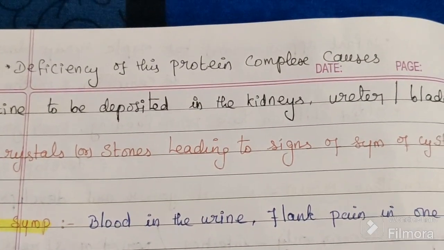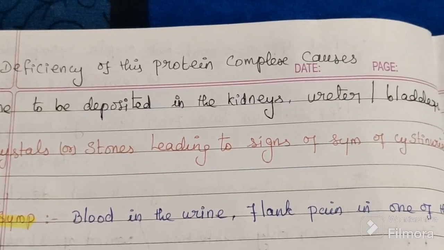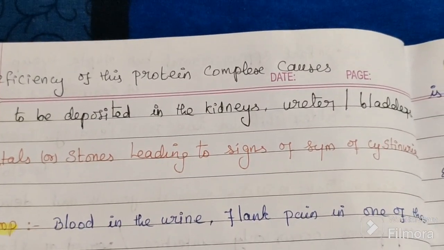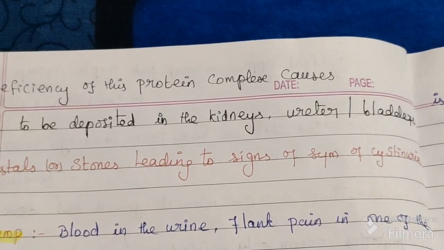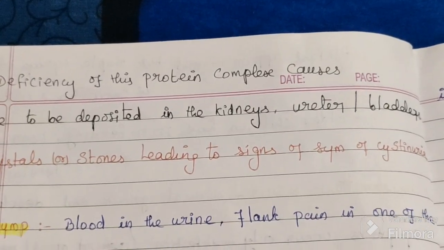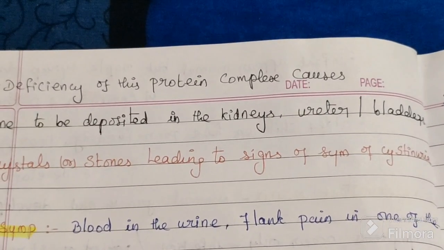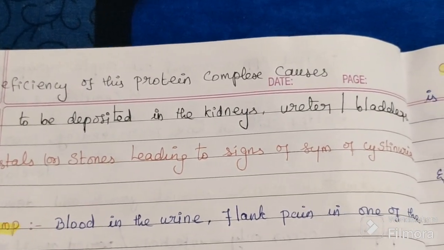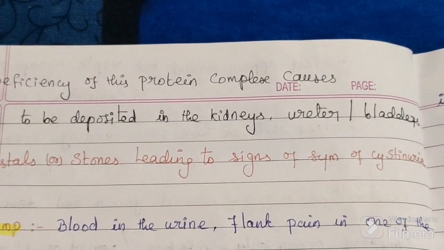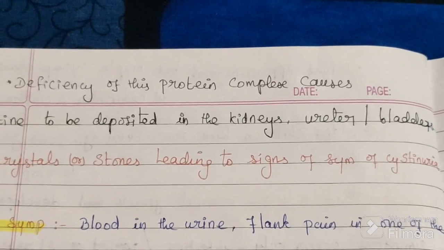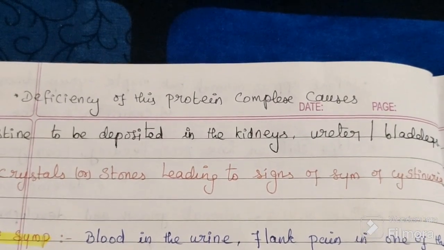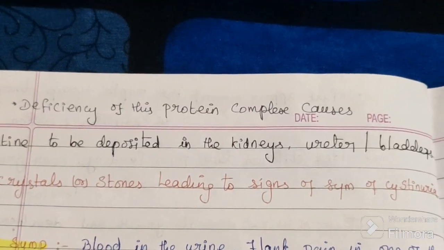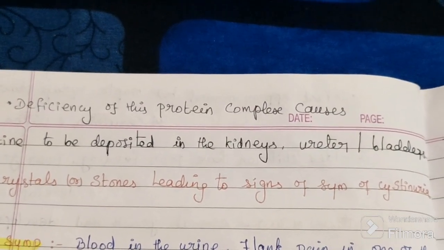The deficiency of this protein complex causes cystine to be deposited in the kidneys, ureter, or bladder as crystals or stones, leading to signs and symptoms of cystinuria. Cystine is formed when two molecules of the amino acid cysteine are bound together and it is insoluble in urine.